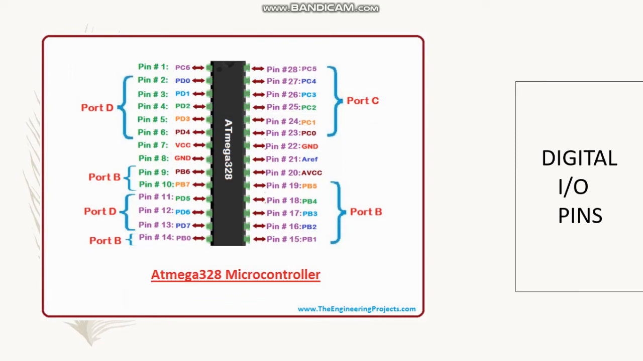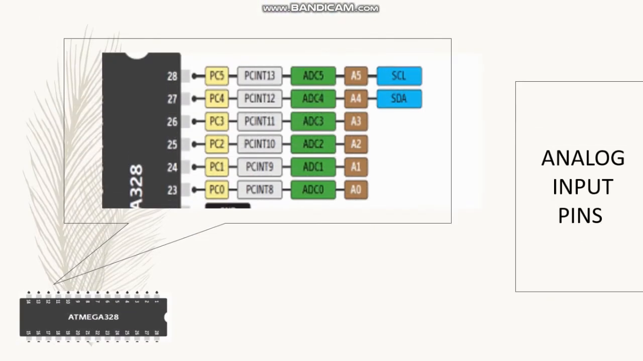There are 3 ports, which are port B, port C, and port D. For port B, the pins are pin 9, pin 10, and pin 14 until pin 19. For port C, the pins are pin 23 until pin 28. For port D, pin 2 until pin 6 and pin 11 until pin 13. For this slide, we can see the analog input pins. There are 6 analog input pins.